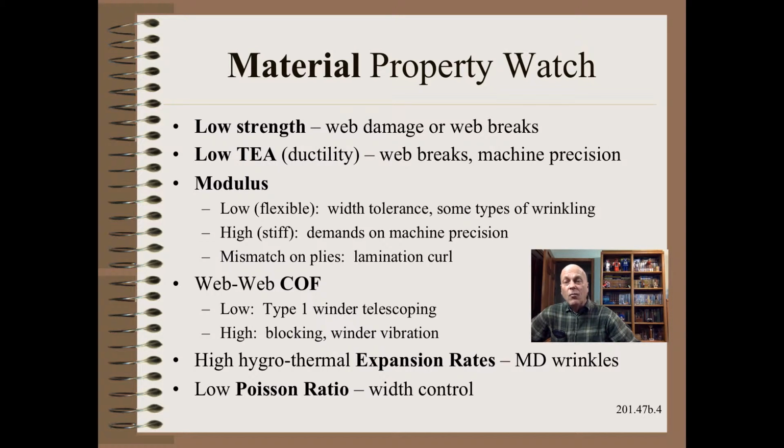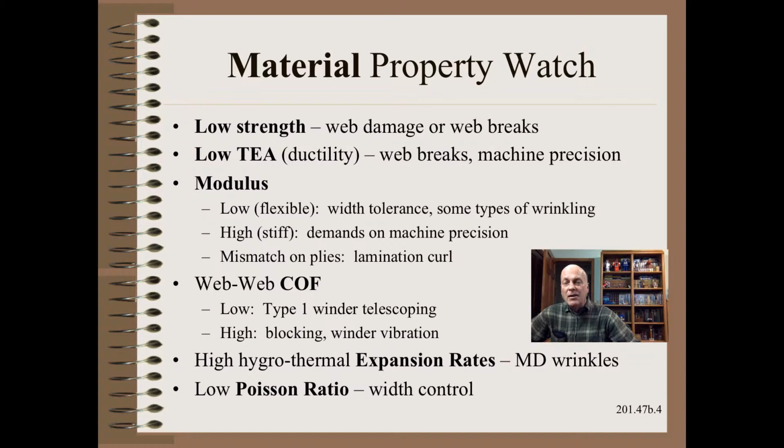The coefficient of web-web friction, abbreviated COF, can be troubles at both extremes, and this trouble will mostly be on the winder. In fact, some manufacturing lines must alter the COF solely to make the product windable. High expansion rates due to water add-on or heat risk one type of MD wrinkle, sometimes to the point of not being able to make the product.